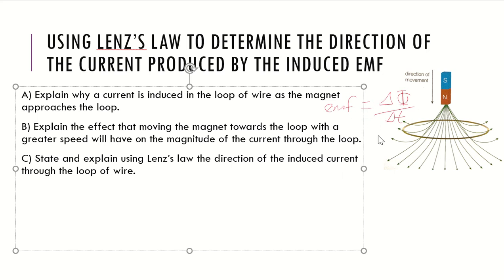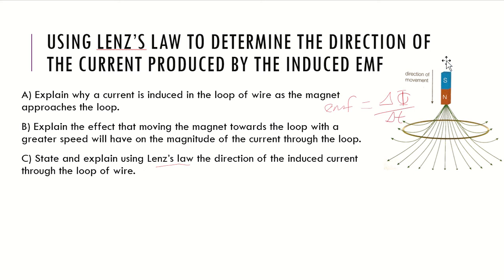Now, the third one, state and explain using Lenz's law the direction of the induced current through the loop of wire. So we know that the current running through this loop is either going to be in an anti-clockwise direction or a clockwise direction. And these are past exam questions, you working out which direction the current's going to go. The way we're going to do this is the following. We're going to use Lenz's law.